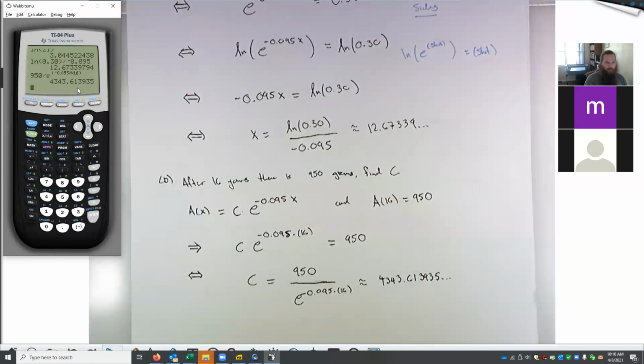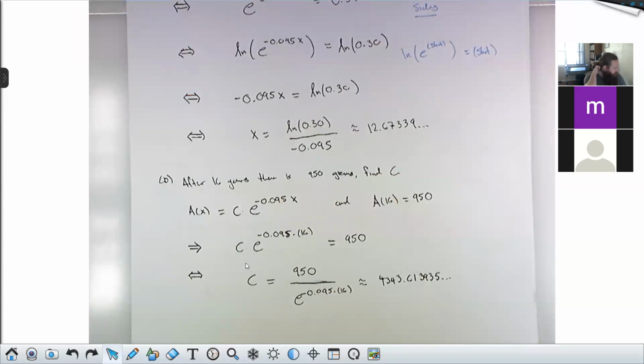So the idea is by telling us how much there was left after 16 years, they let us set up an equation that we can solve for the constant C. They didn't tell us what C was, but they told us enough to get this function. And in part B, they told us that A of 16 is 950, that after 16 years there's 950 grams. So if I plug this information into this function, I get an equation I can solve for C. This is what I get when I plug 16 into this function. And I know that after 16 years there should be 950 grams, so I set that thing equal to 950. And then I just solve for C by dividing over by this chunk here.